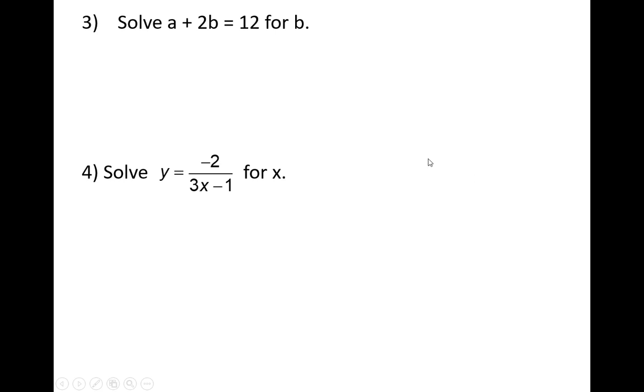Here's some more practice. It says solve A plus 2B equals 12 for B. So think about this as your little imaginary scale and you're trying to get this B alone. The first thing you do is take the A away. When you take the A away, this side is just 2B, but this side becomes 12 minus A. Now we have to finish solving for B, so we have to divide by 2. So we divide by 2, and we get B equals 12 minus A divided by 2. So that would be our answer.